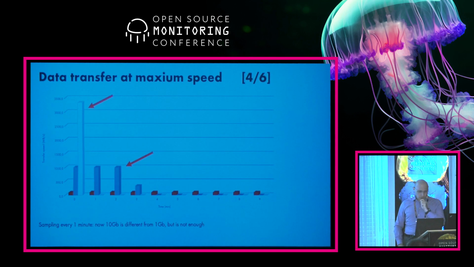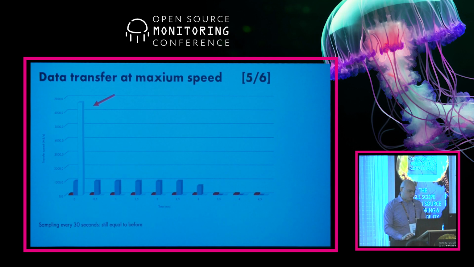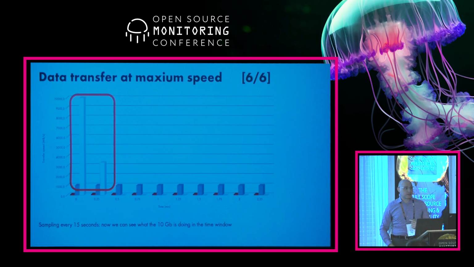With 1 minute, it is mostly fine for the 1 gigabit interface because we can see the shape of the transfer, the bandwidth occupied in several time slots. It's good, but the 10 gigabit is still one peak, and it is not enough. So we should move to 30 seconds. Still one peak, not enough. Going to 5 seconds, we can see something. So 5 seconds is the minimum time window to monitor a 10 gigabit interface, and we should remember it, because otherwise we don't know what we are monitoring.